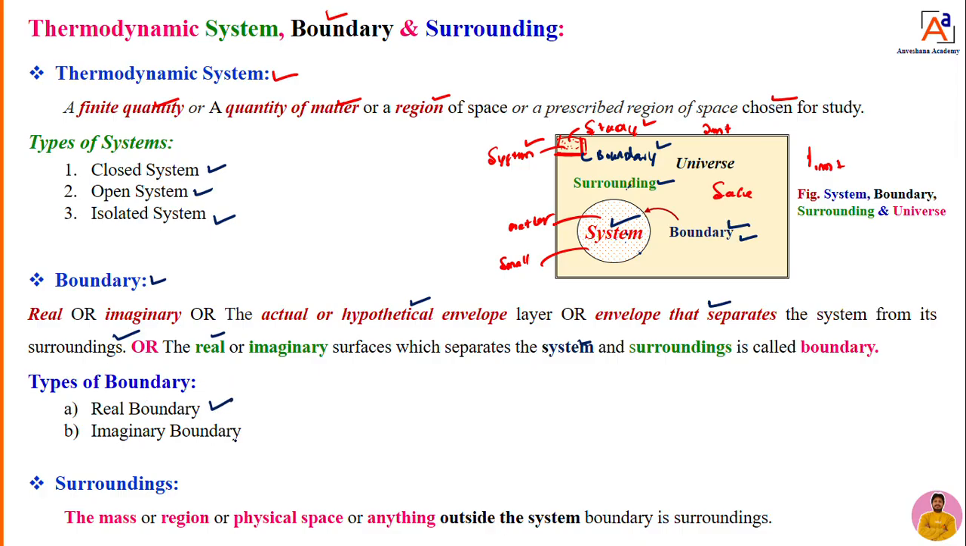One is real boundary, another one is imaginary boundary. Okay, so what is surrounding? You can see here now. Anything external to the system is nothing but surrounding. The mass or a region or physical space or anything outside the system is surrounding.